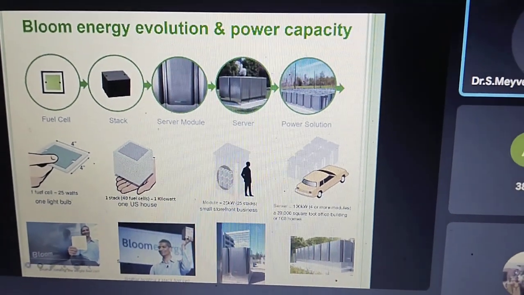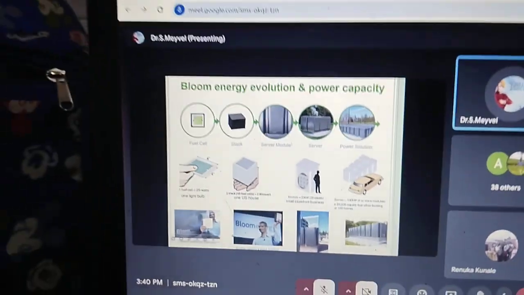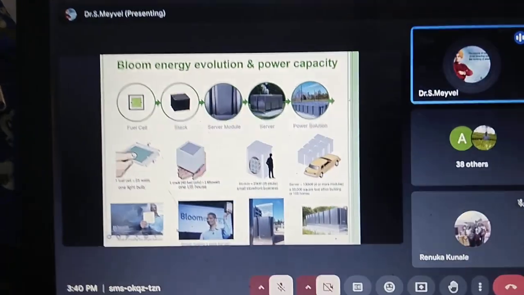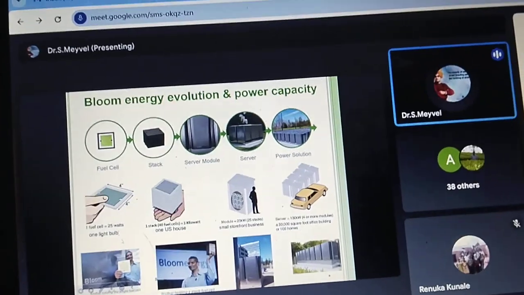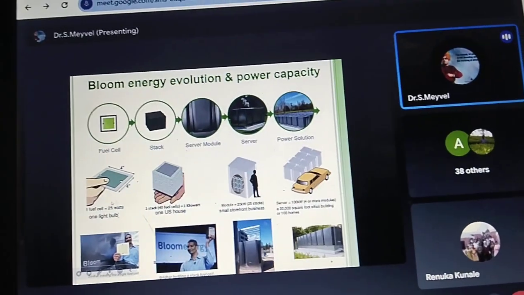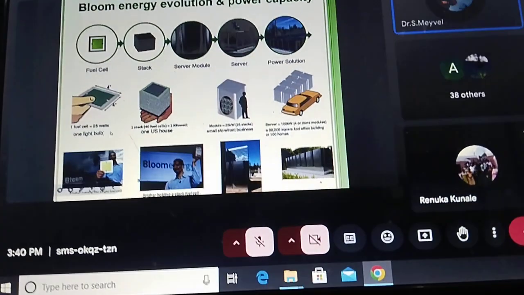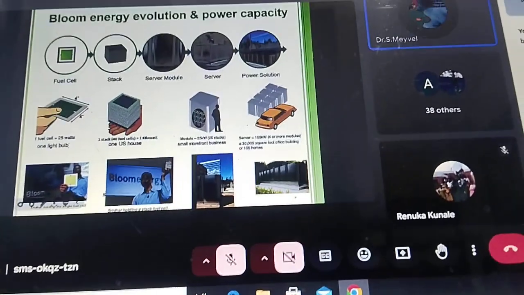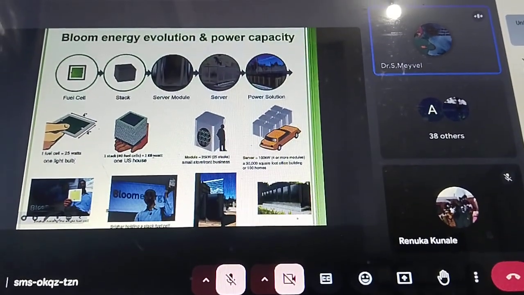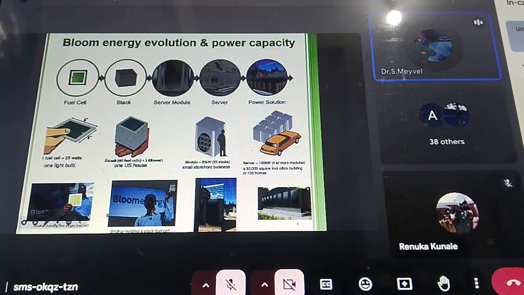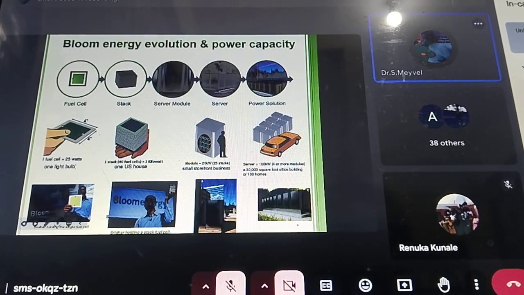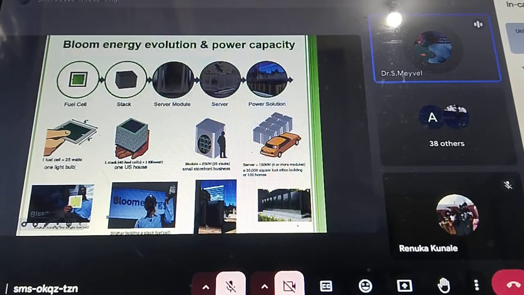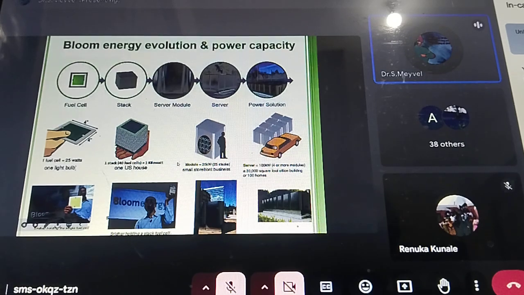Here, the fuel cells are arranged as the stack, module and server to deliver more power. Here, one fuel cell producing 25 watts can power one light bulb. Next one is the single fuel cell. Next one is the one stack. The aggregation of 40 fuel cells is capable of producing 1 kilowatt, and it can power one USB.